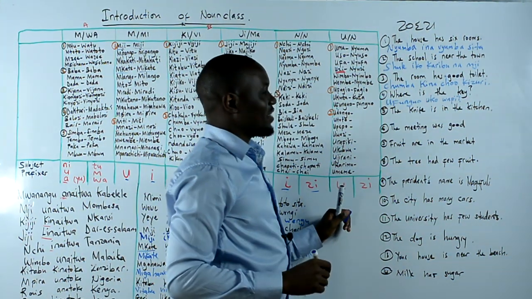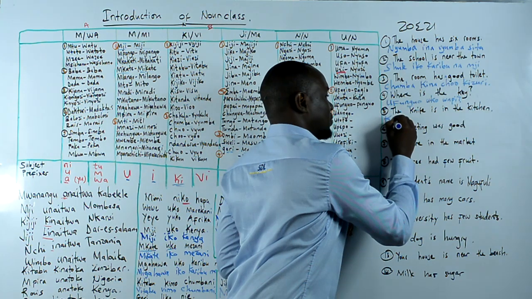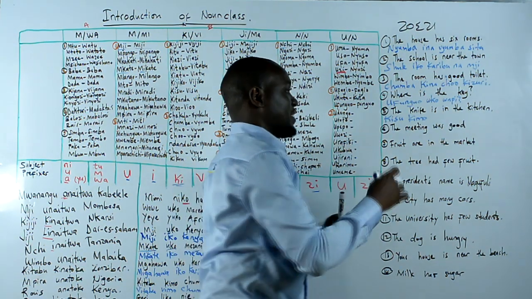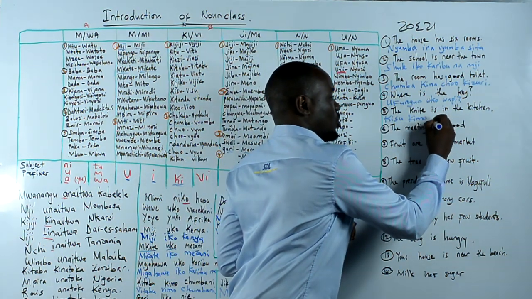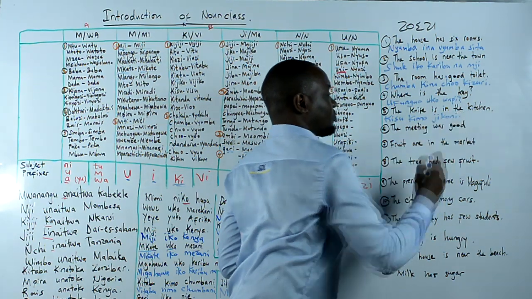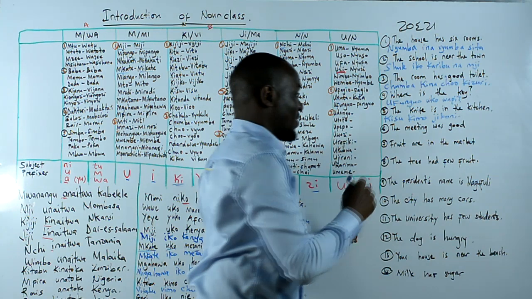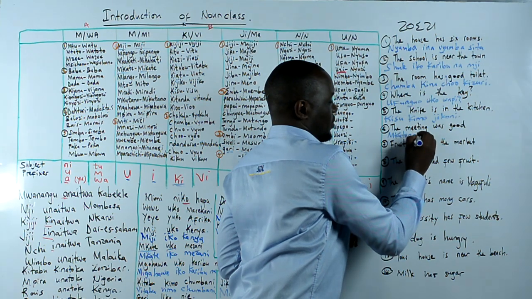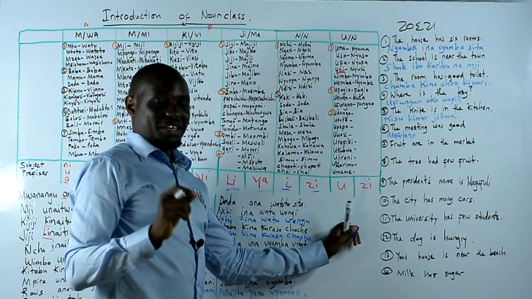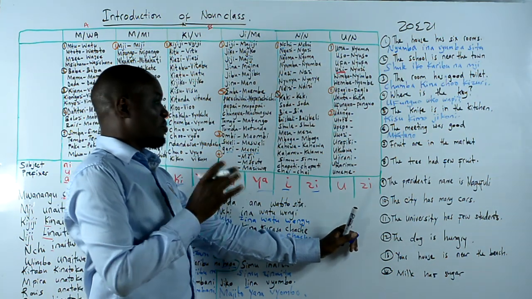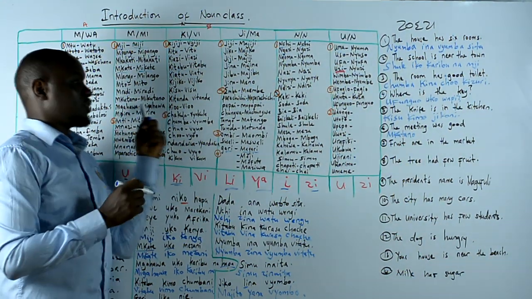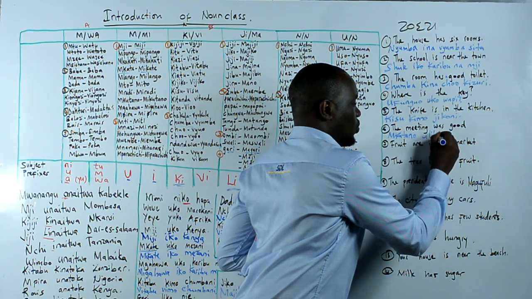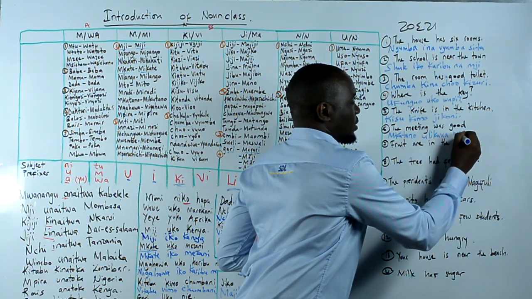How do you say the knife is in the kitchen in Swahili? Kisu kimo jikoni. Kimo, inside. The meeting was good. How do you say this sentence? Mkutano was. Remember? It's like it was. In Swahili, mkutano is m-mi noun class. So, the meeting was good. Mkutano ulikuwa mzuri.